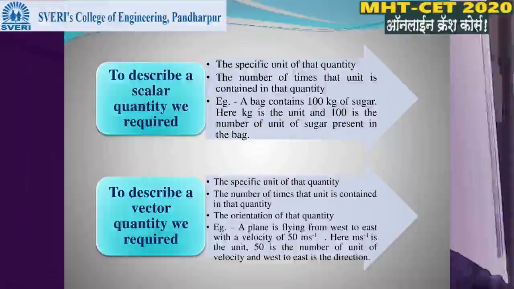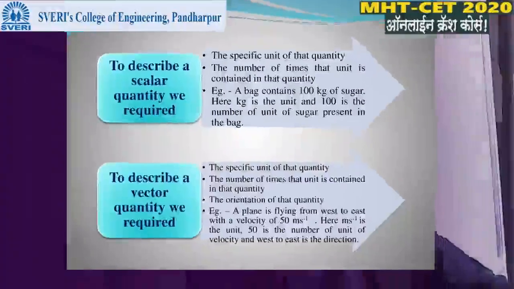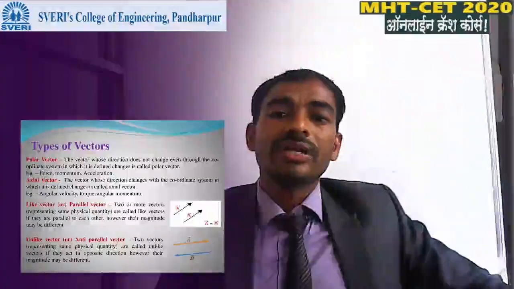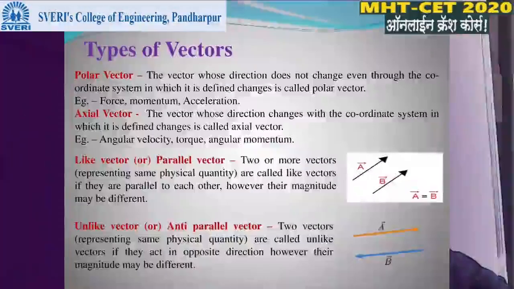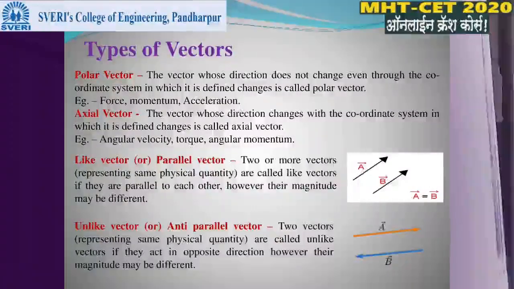Then in that example, meter per second is the unit of that quantity, 50 is the number of units of velocity, and west to east is the direction. So this example shows that there is a vector quantity. Again, there are some different types of vector quantities. Now we discuss only vectors.